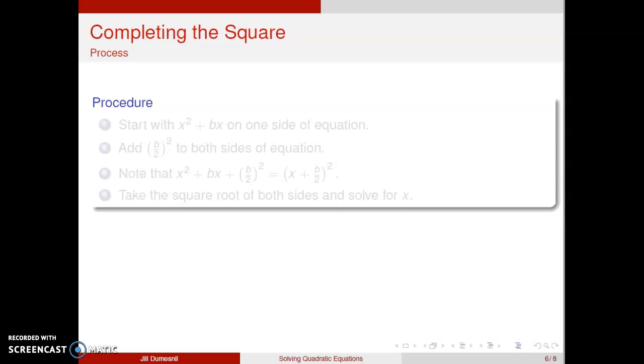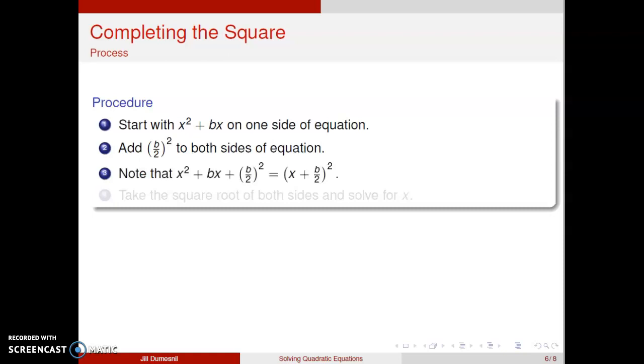Let's consider the general process for completing the square, including how we choose what to add to both sides. First, start with x squared plus bx on one side of the equation. The leading coefficient must be 1, and the constant term must be on the other side of the equation. Add b over 2 squared to both sides of the equation. That is, take half the coefficient of x, square it, and add the square to both sides.